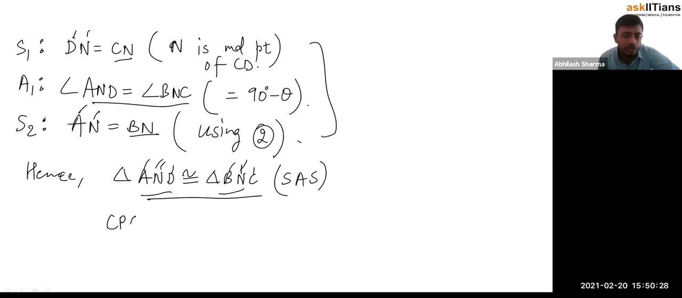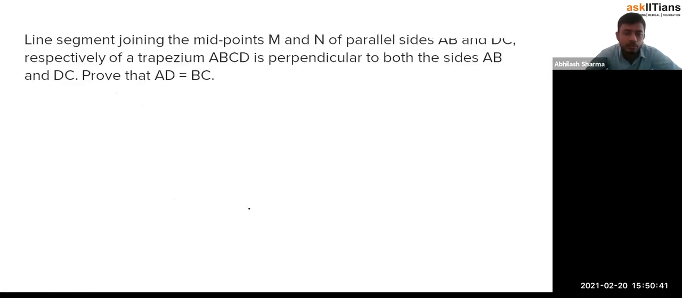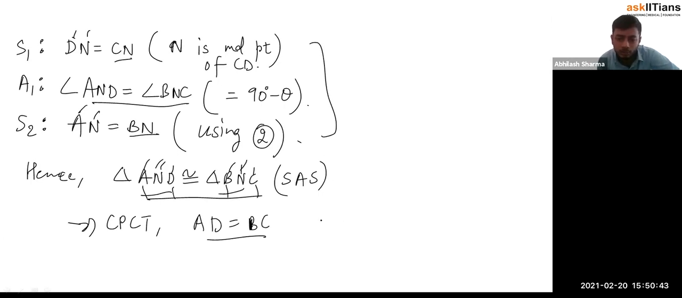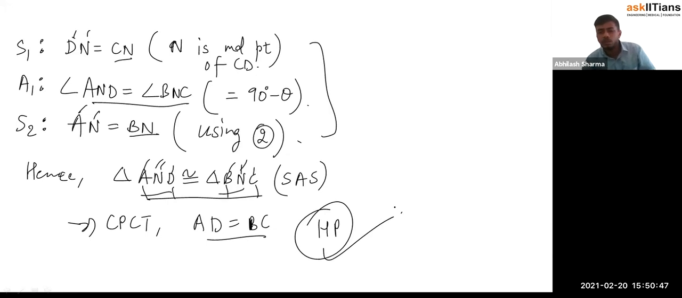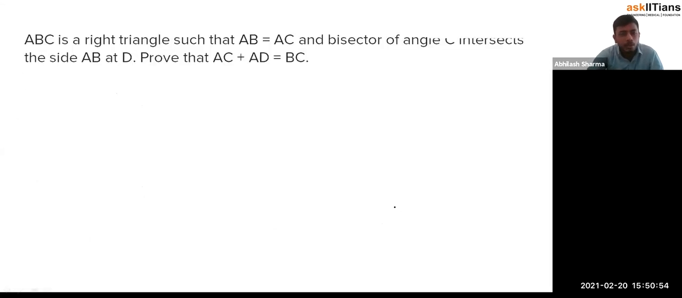By CPCT, we can conclude, what can we conclude? That AD would be equal to BC, okay? Hence proved. AD equal to BC we have to prove, hence proved we can write. The question is solved. Okay, so I hope this question is also clear to all of you. This was a very good example, no doubt about that.